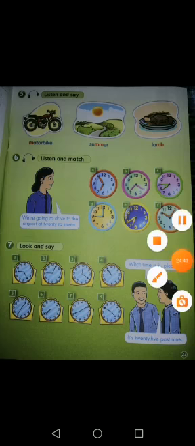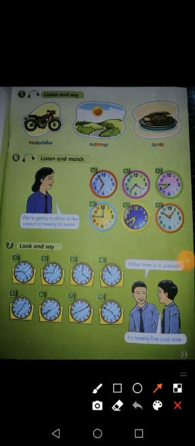Okay, it is 5 past 10. We don't say 5 to, we say 5 past. The minute hand is on number 1. So it is what? It is 5 past 10. Right? The next one.